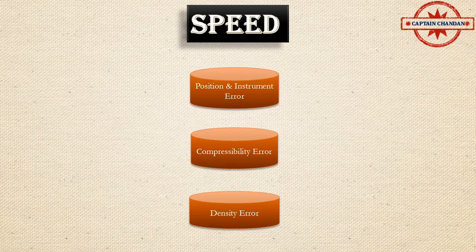To summarize the airspeed: when we put indicated airspeed in the first box, it will remove position and instrument error and give calibrated or rectified airspeed. Similarly, putting calibrated airspeed in the second box, it will remove compressibility error and give equivalent airspeed. In the third box, it will remove density error from equivalent airspeed and give true airspeed.